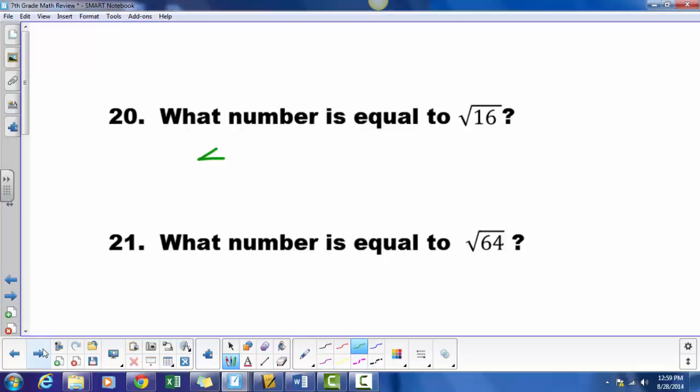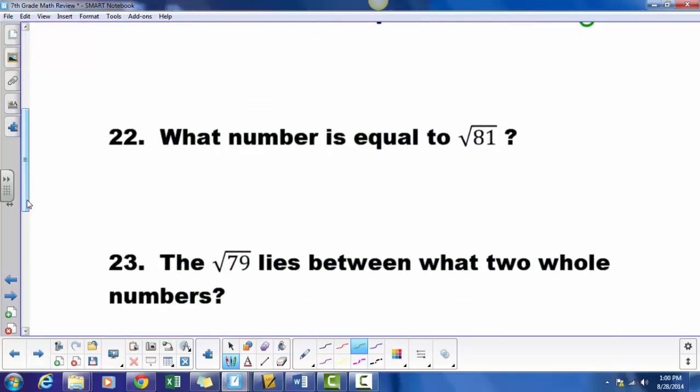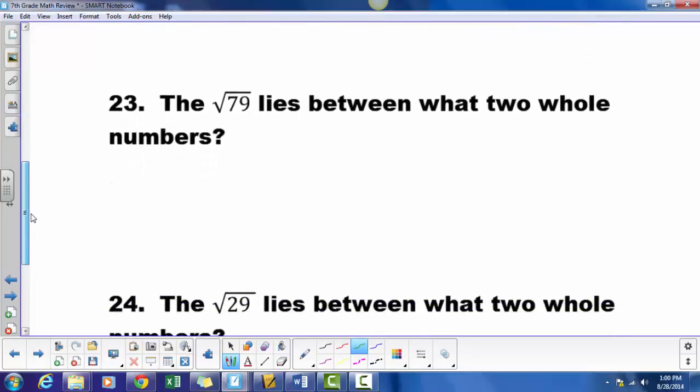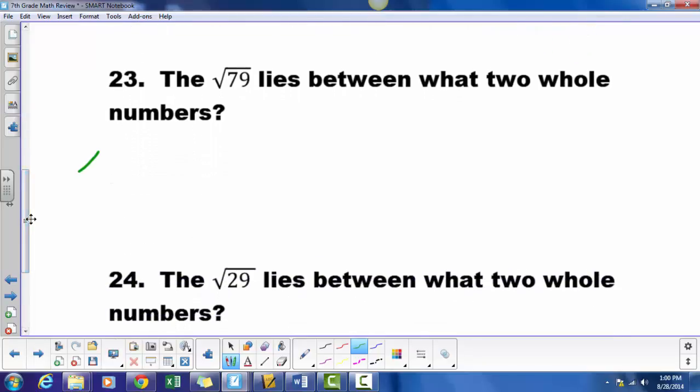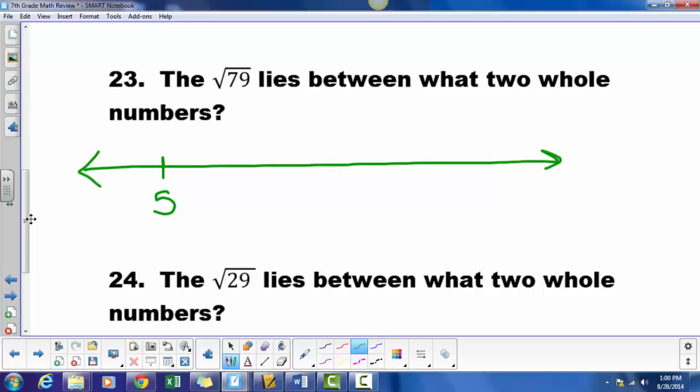What number is equal to the square root of 16? Well, that's the same thing as 4 times 4. 4 times 4 equals 16. So the square root of 16 is 4. The square root of 64 is 8. The square root of 81 is 9.